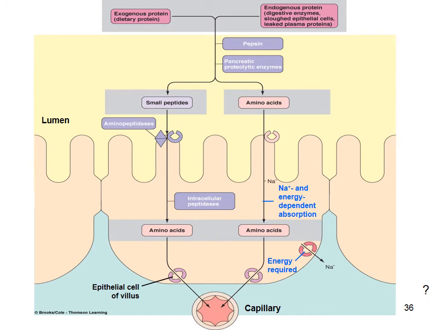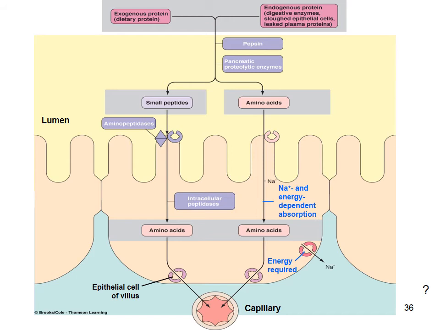Okay, so here we have a nice cartoon showing the whole process of protein digestion. So exogenous protein and endogenous protein. Okay, so dietary protein as well as any digestive enzymes, protein in epithelial cells that are sloughed, leaked plasma proteins. Your small intestine and stomach doesn't care. Protein is protein. Whether it's endogenous or exogenous, it's going to break it down by proteolytic enzymes.